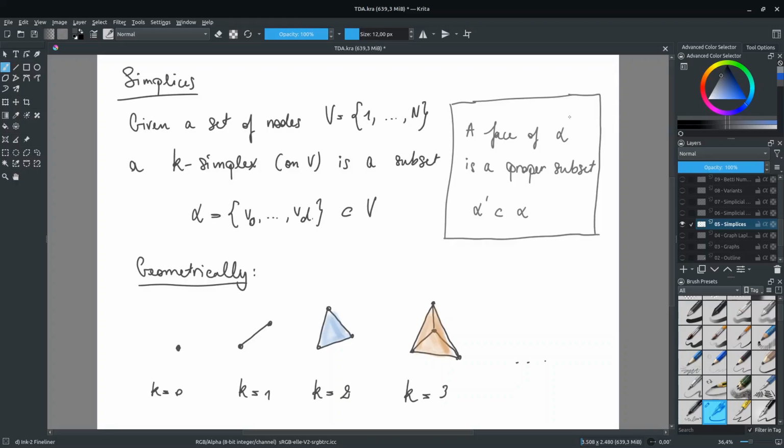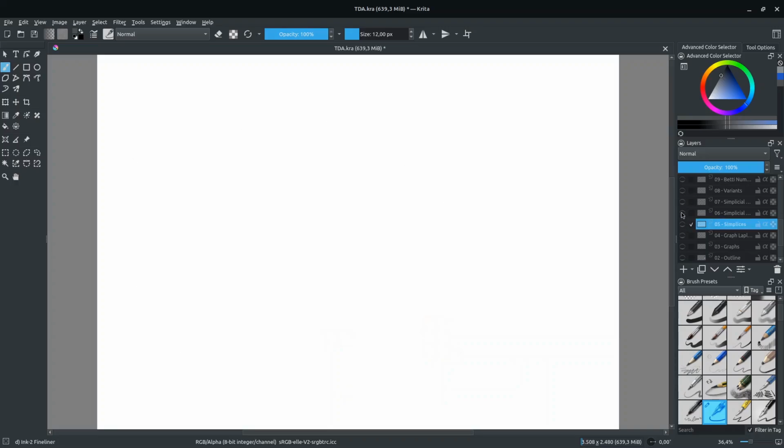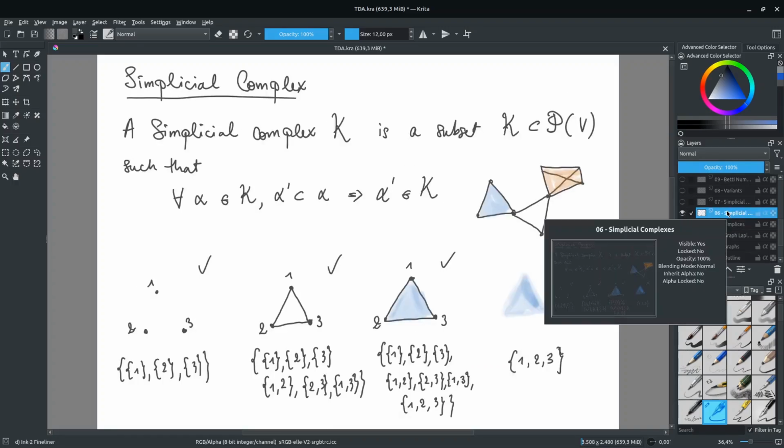I should note a small vocabulary. When I have a simplex alpha, I'm going to say a face is just a proper subset alpha prime of alpha. So for example, in this triangle here, the edge along here is a face of it, and so is this vertex here. Okay, so now I have simplices, and I can sort of glue them.